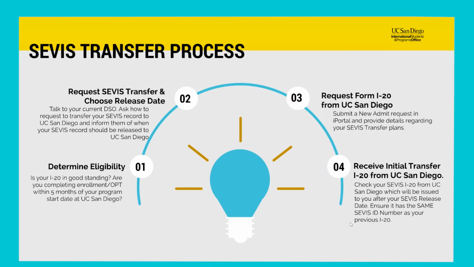We'll ask you to provide some details regarding your transfer. And then once we process your I-20, then you will receive your I-20 from UC San Diego. You'll check that I-20 to make sure it has the same SEVIS ID number that you received at your previous institution. So this then completes the SEVIS transfer process. So as you can see, there's quite a bit of coordination that is required.